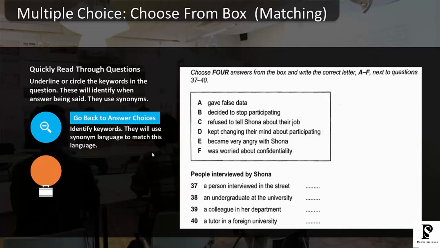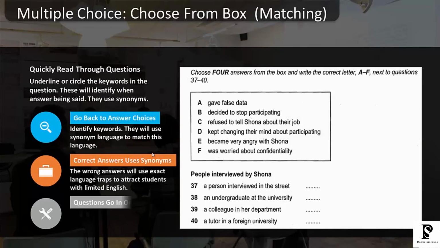Here is the same choosing from a box question, but from numbers 37 to 40, now we're in section number 4, and look at how they've increased the difficulty level. The answer choices in the box are now 6 instead of 3. The answer choices in the box are longer. The questions are a little bit longer. That's how they really raise the level of difficulty. Same question type, but that's what they're doing to increase the difficulty level.